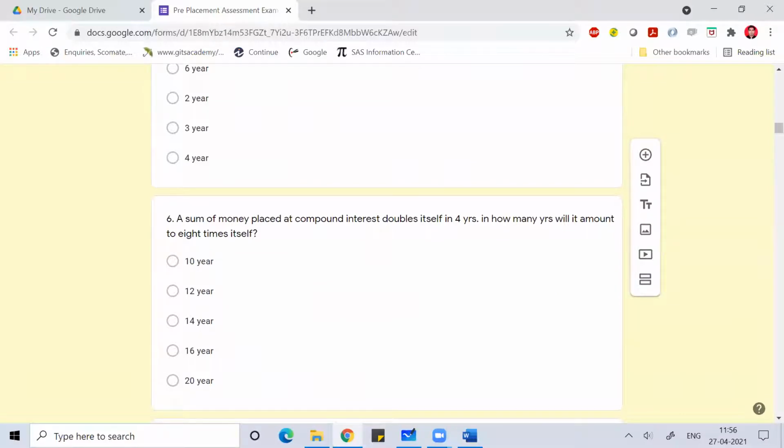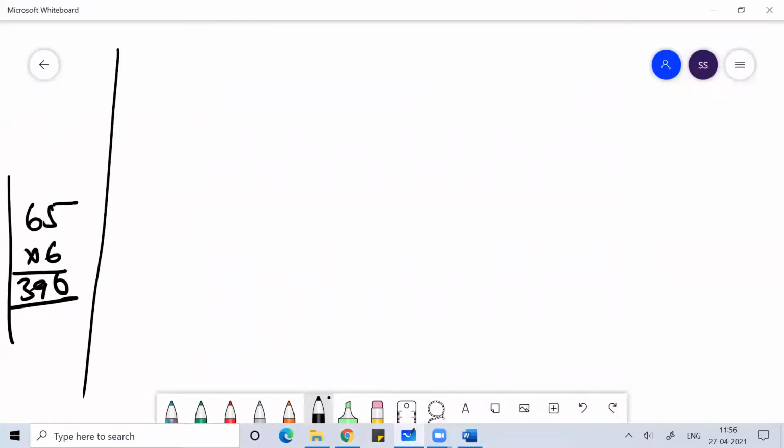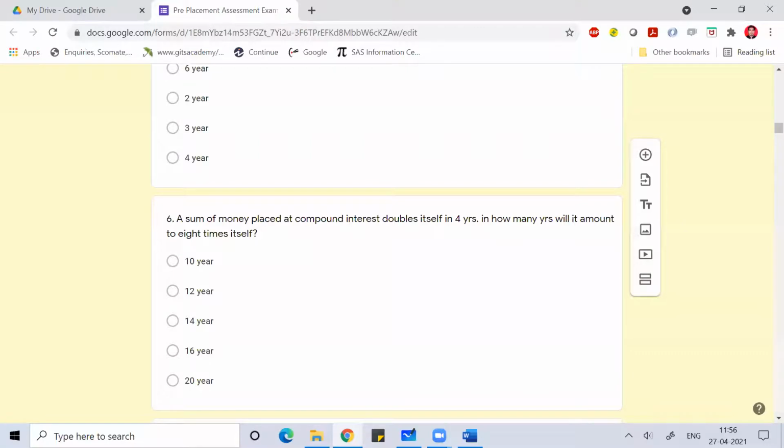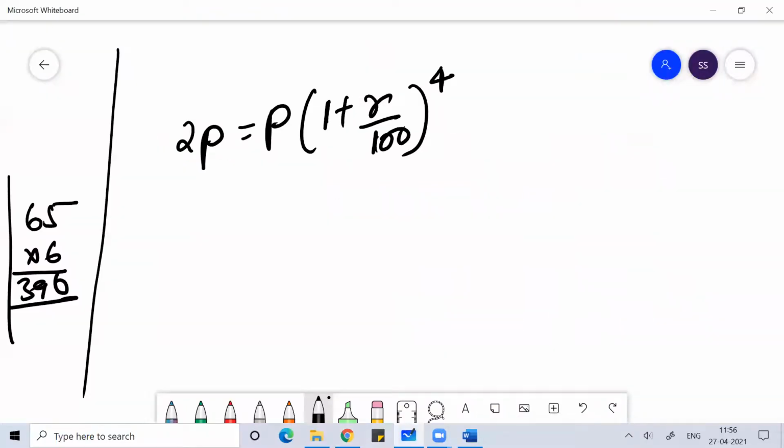Question number 6: a sum of money placed at compound interest doubles itself in 4 years. So suppose your money is P, if you put it in compound interest, this P will become 2P in how many years? 1 plus R by 100 to the power 4. So this will happen in 4 years. I can write this as the formula 2 is equal to 1 plus R by 100 to the power 4.